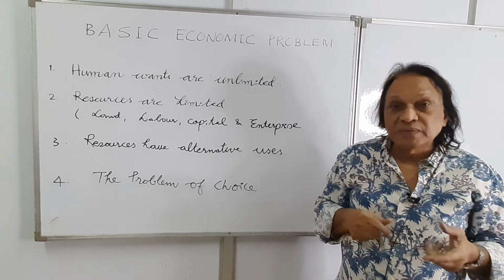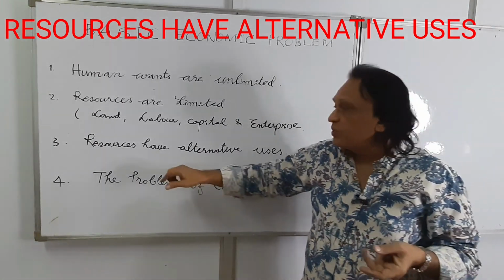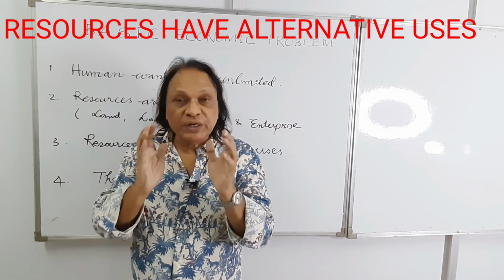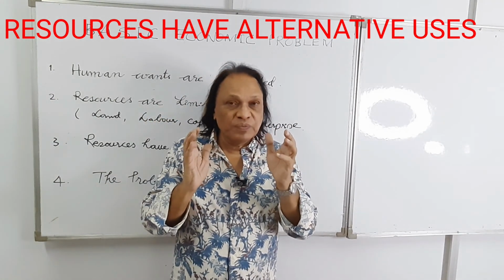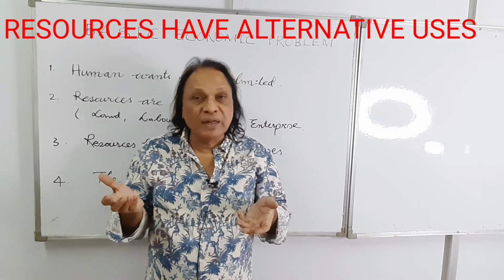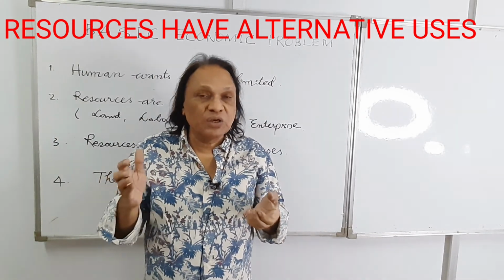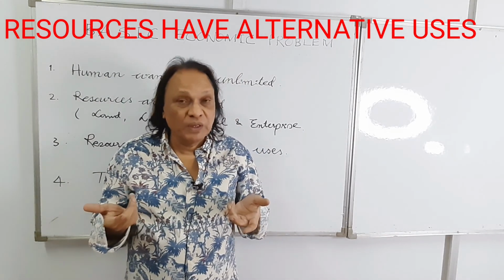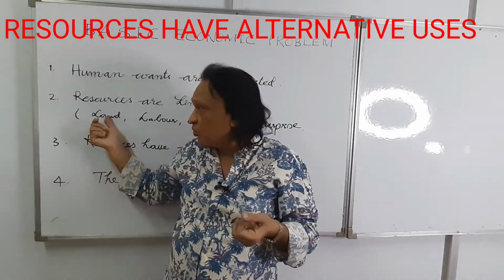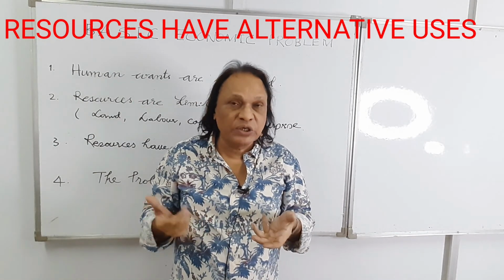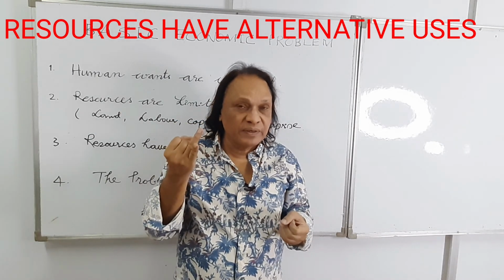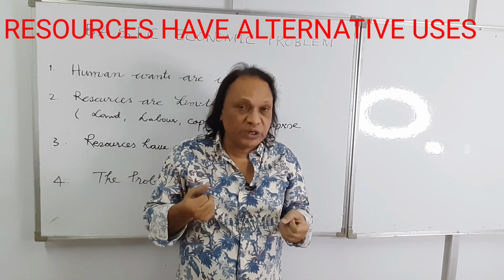Scarcity. The third point, these resources have alternative uses. What do you mean by alternative uses? That is, if you put a resource to one particular use, you can't put it to another use. For example, you have a piece of land. On that land, you can grow rice, wheat, maize, bajra, so many things. But if you're growing rice, you won't be able to grow wheat. So these resources are not only limited, but they have alternative uses. Human wants are unlimited, resources are scarce or limited, and these resources have alternative uses.